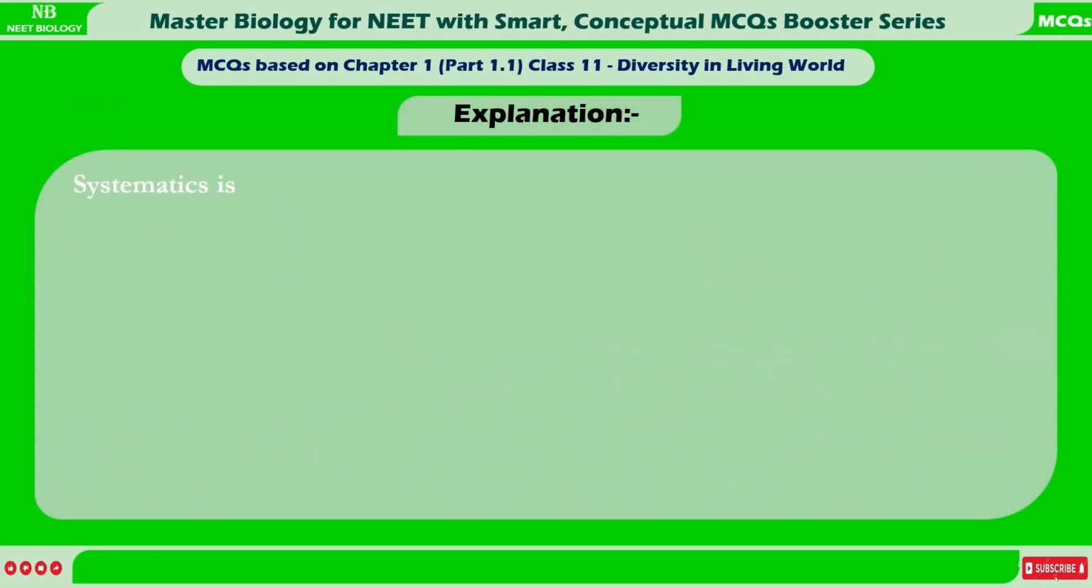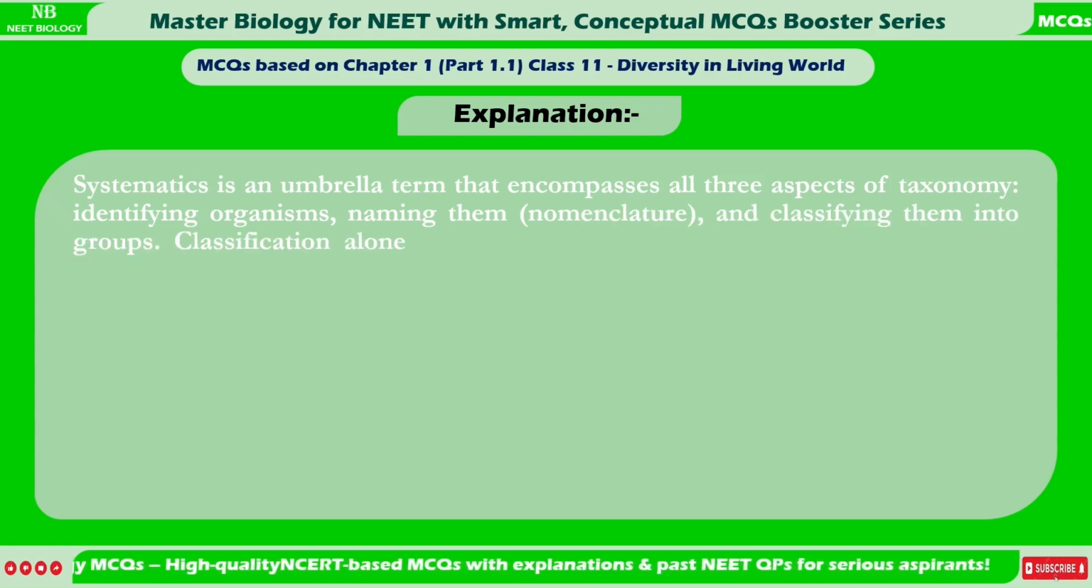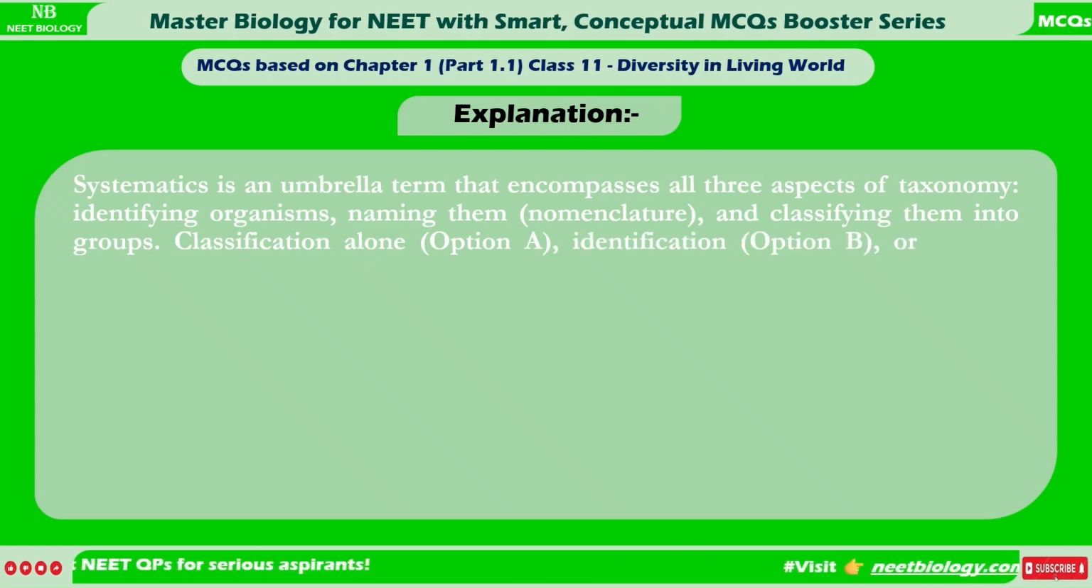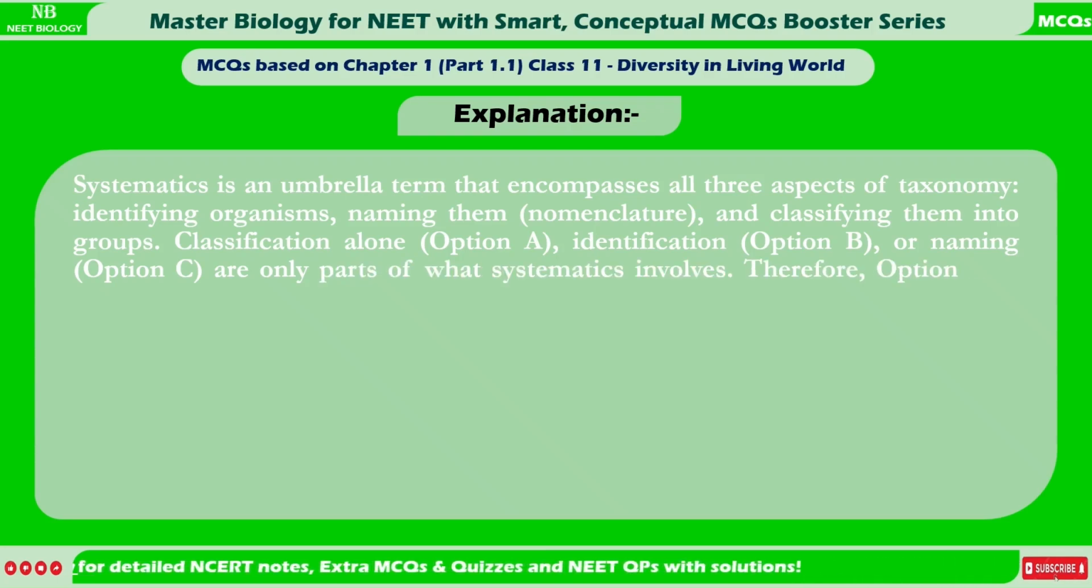Explanation. Systematics is an umbrella term that encompasses all three aspects of taxonomy: identifying organisms, naming them, nomenclature, and classifying them into groups. Classification alone, option A, identification, option B, or naming, option C, are only parts of what systematics involves. Therefore, option D is the only comprehensive and accurate choice.